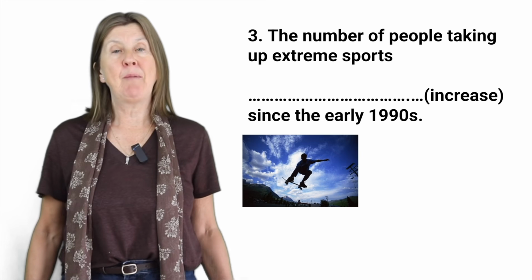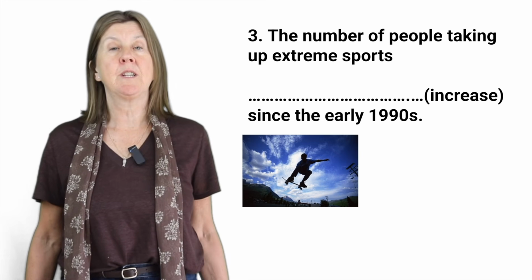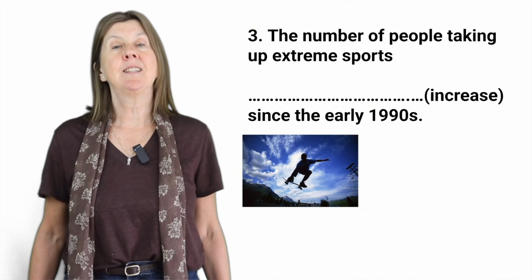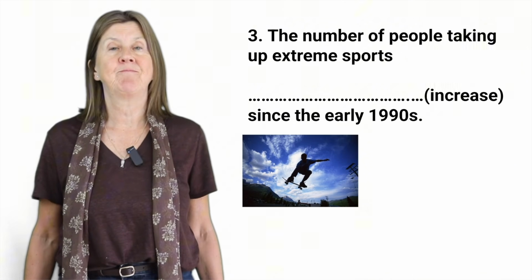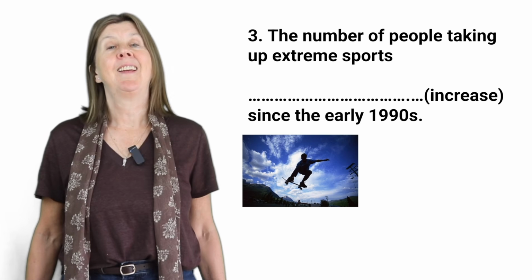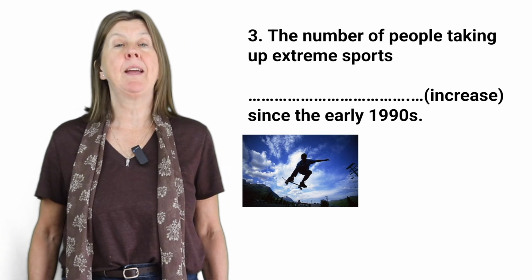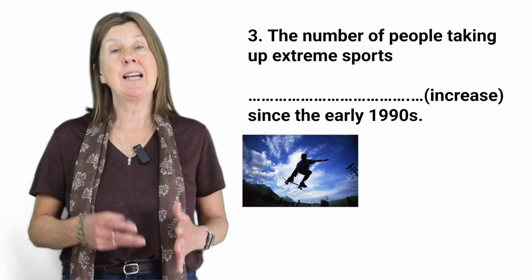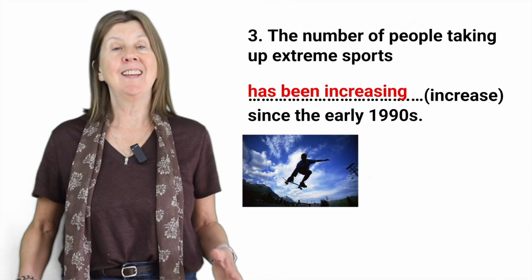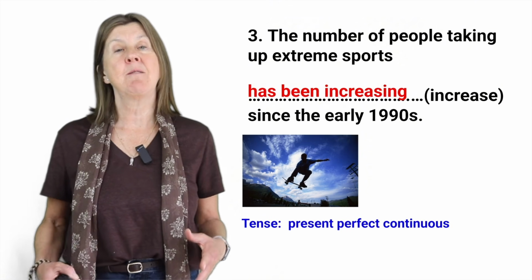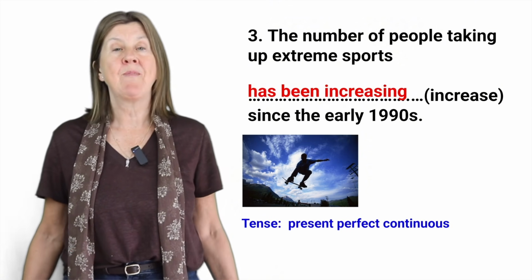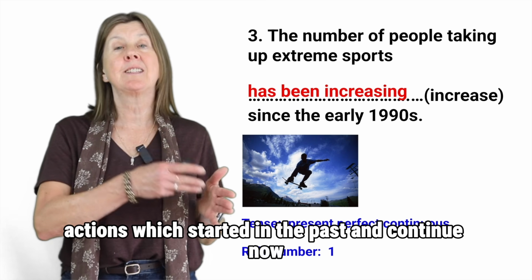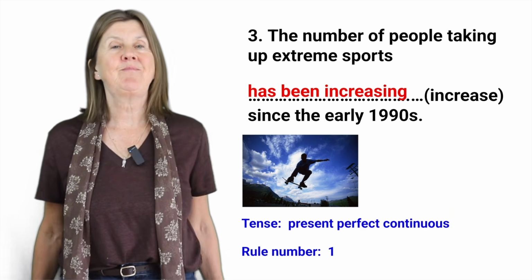3. The number of people taking up extreme sport blank. Use the verb increase since the early 1990s. The number of people taking up extreme sports has been increasing. This is the present perfect continuous and is using rule 1, actions which started in the past and continue now.